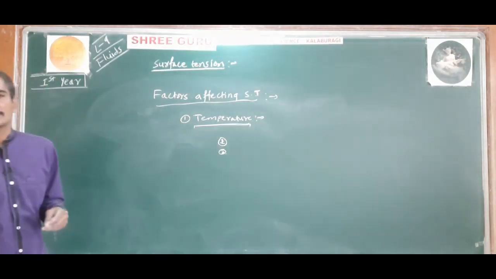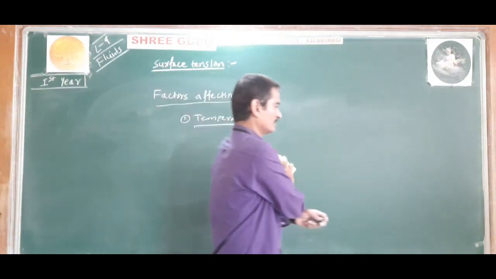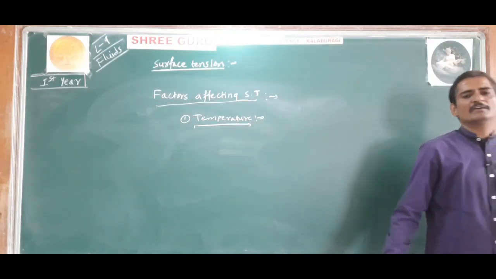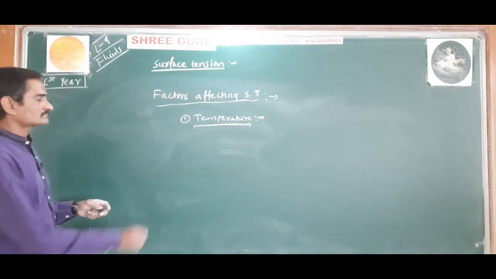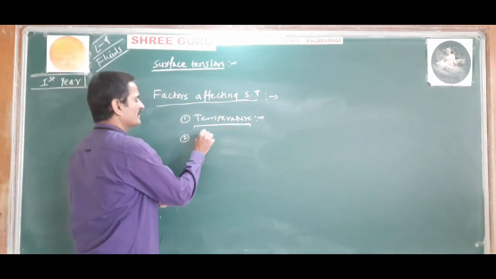And another one: the machinery parts are jammed in winter, due to the low surface tension of the oil or grease used in the machinery parts. Understood? And next, second one, impurities.